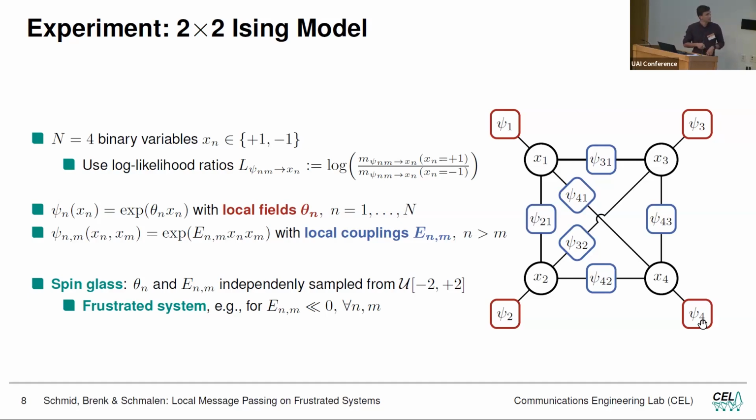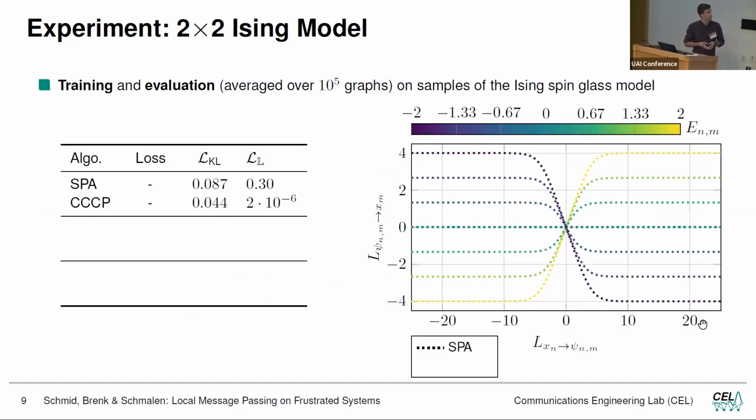Now, to sample actual graphs from this model, we can use spin glasses, which simply means that we are randomly sampling these local fields and these couplings within each graph from a uniform distribution. And thereby we basically get data on which we can now train and evaluate. So these results are averaged over 10 to the power 5 graphs here. These are basically our baseline.